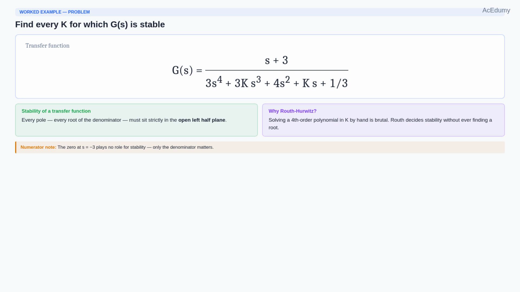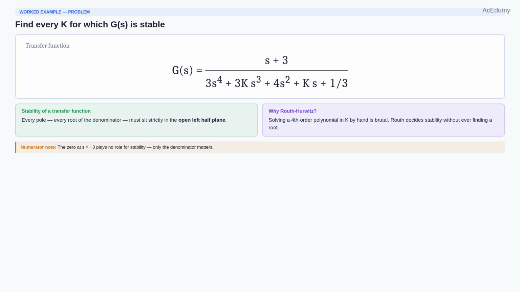Stability of an isolated transfer function means one thing only. Every pole, every root of the denominator polynomial, must sit strictly in the open left half plane. The numerator does not matter for stability. The zero at -3 plays no role here. So the question reduces to one polynomial, 3s⁴ + 3ks³ + 4s² + ks + 1/3. For which k does every root of this fourth-order polynomial sit in the open left half plane?